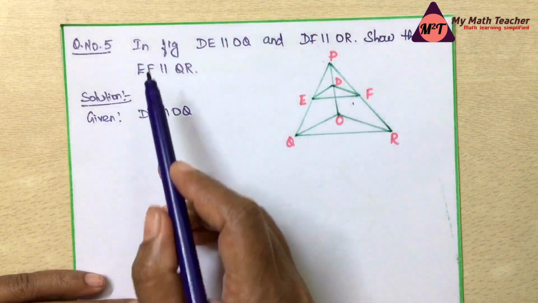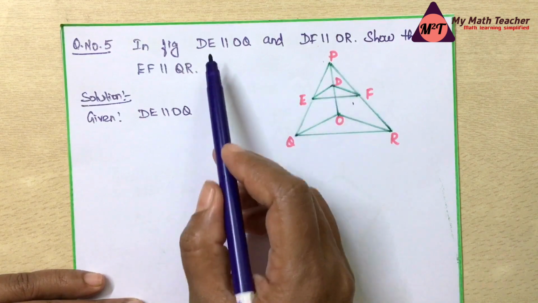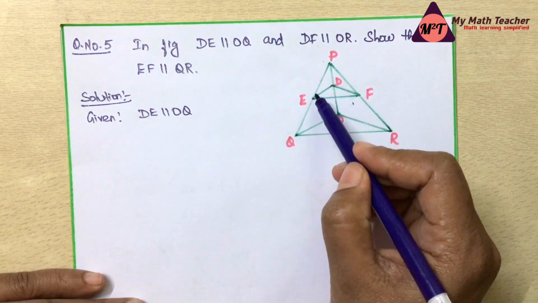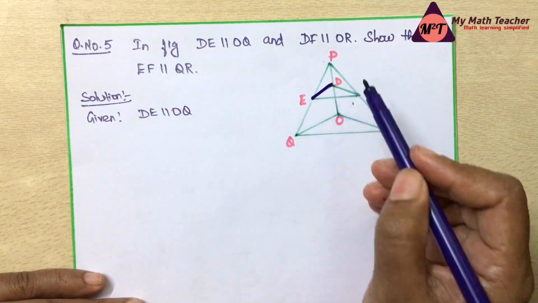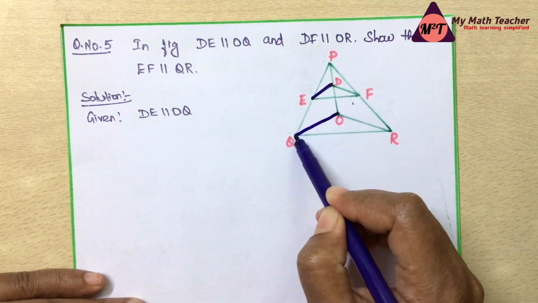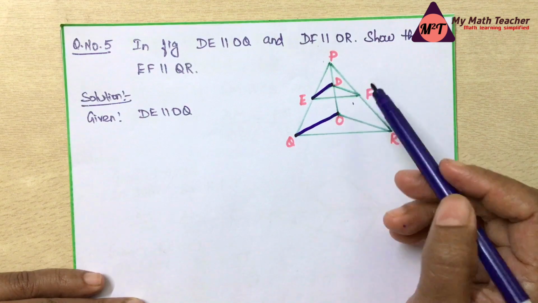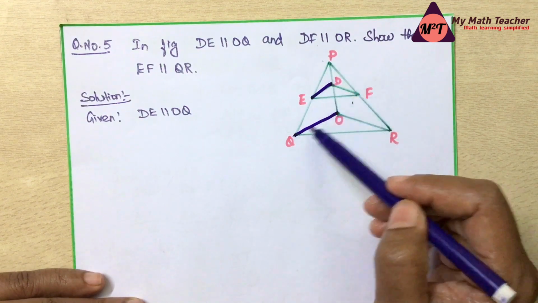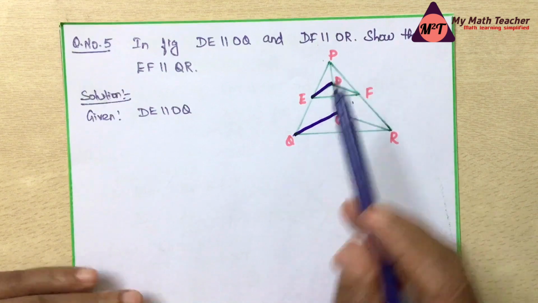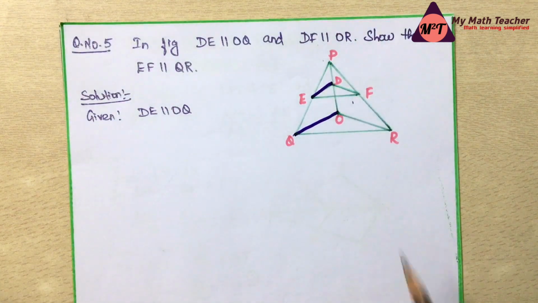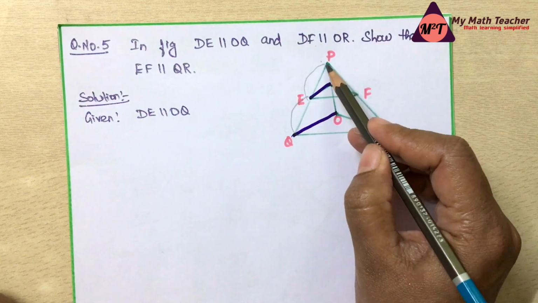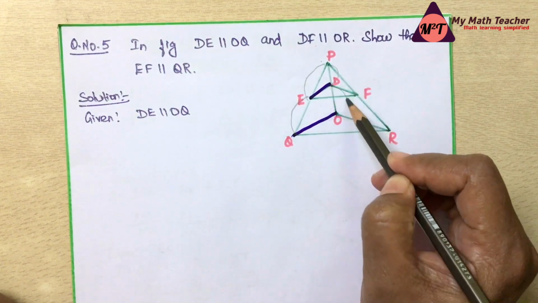Fifth question here, this is the given diagram. DE is parallel to OQ. So we can see this line from D to E is parallel to OQ. Now which triangle will we be considering? That is POQ. This is the triangle we need. By the basic proportionality theorem, we can write PE divided by EQ is equal to PD divided by DO.